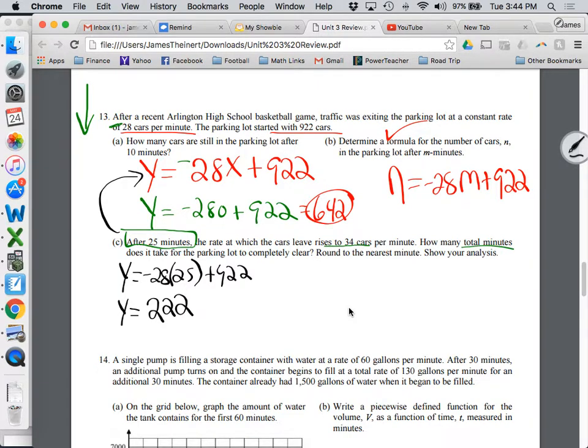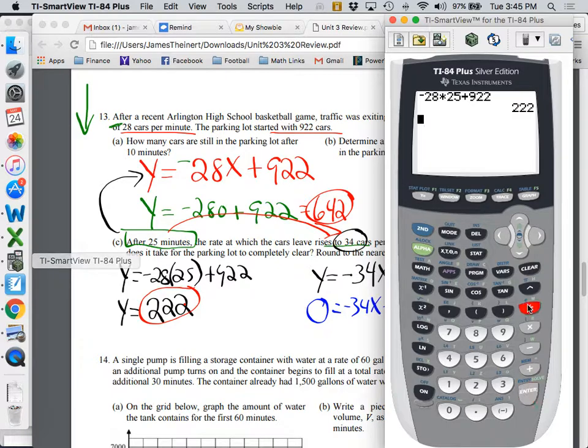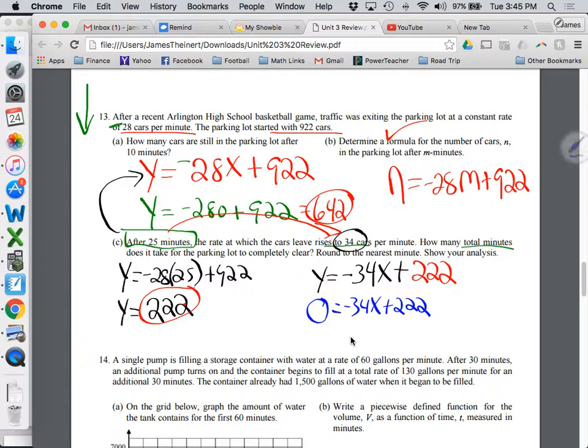All right. And now it rises to 34 cars per minute. So your new equation is y equals -34x, that's how many are escaping, plus, well, this only starts after 25 minutes, so it's only these cars remaining, plus 222. You've got to figure out when they're all gone, so that's when the number of cars will equal 0. -34x plus 222. Subtract 222, divide by -34. So 222 divided by 34 gets you 6.5, or x is 7 minutes.